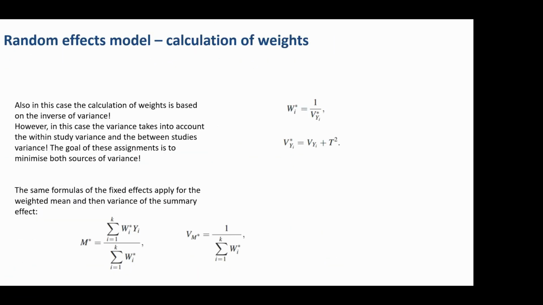And then how do we assign the weight? In the same way, it's still the inverse of the variance, but in this case, the variance is not only this, which was 1 over the normal variance of the study, but plus this tau, which takes into account this random heterogeneity that can be there.